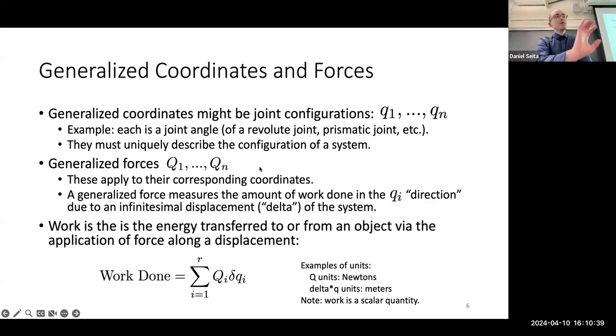Again, these things are just general concepts. You can have different robot systems, and then there will be different types of generalized coordinates and forces. So when we look at some examples today, you'll have to think about why we decide to pick the generalized coordinates as well as the generalized forces. This is just a general recipe, and when you have a new robot system, you have to think about how you can describe it in this framework.